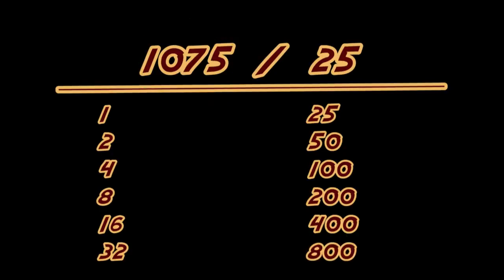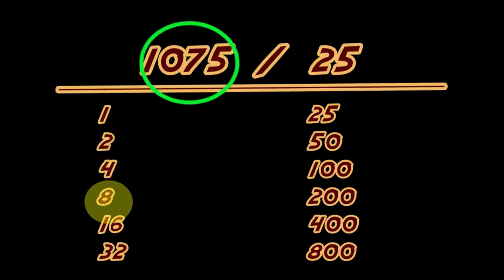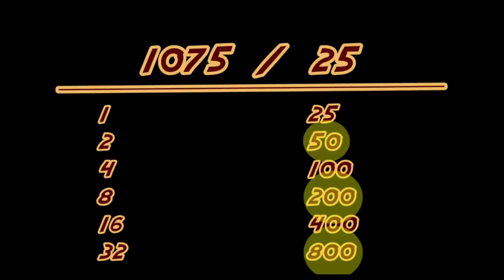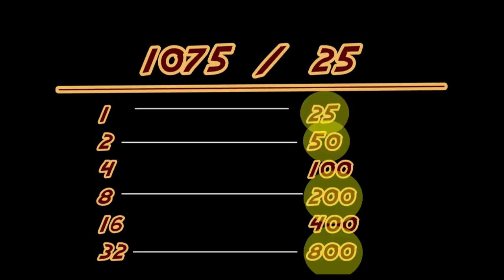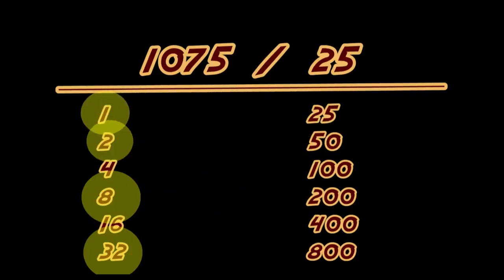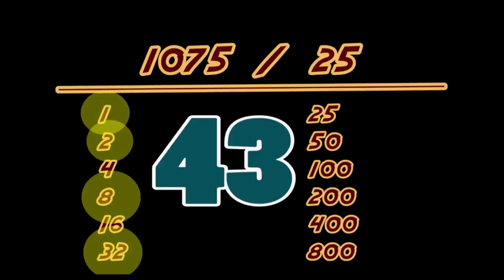Now on the left side, we make our table for the first numbers to match the numbers on the right. So we start with 1, 2, 4, 8, 16, and 32. Now, everything is aligned, and we know that 1075 is equal to 800 plus 200 plus 50 plus 25. So we circle those. Now we'll look at the corresponding numbers on the left, and we'll add them up. And we have the circled numbers of 32, 8, 2, and 1. Added together, that is 43. 32 plus 8 is 40, plus 2 is 42, plus 1 is 43.